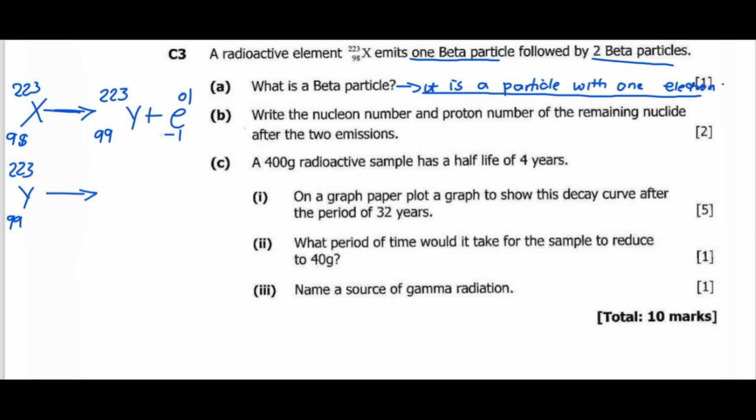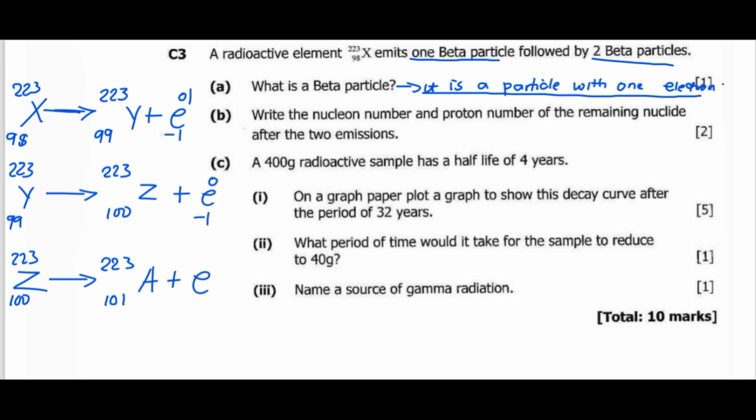Then Y will become our parent. The mass number will not change, then the atomic number increases by 1 to give us Z plus the beta. Then the last one, we're going to have Z with 223 and 100. The mass number will not change, the atomic number will increase by 1, forming A plus the nuclide for beta. So after 3 emissions, this is what we are getting here.